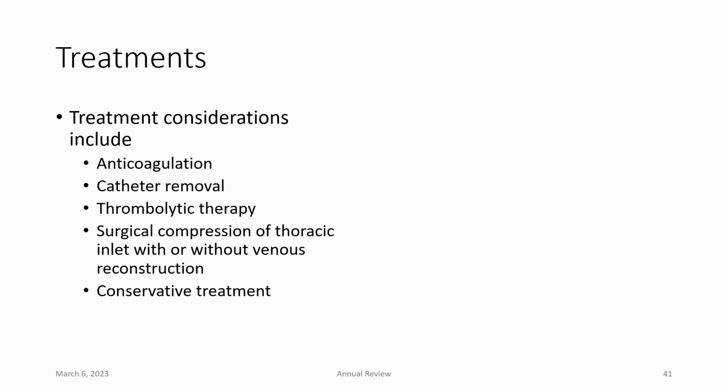Treatments of an upper extremity thrombosis are going to be really similar to what they are for deep vein thrombosis. They could use anticoagulation, catheter removal if a catheter is present, thrombolytic therapy to break down the clots, surgical compression, such as compression sleeves, things like that. Conservative treatment where they may watch and evaluate, and other treatments as they're developed.